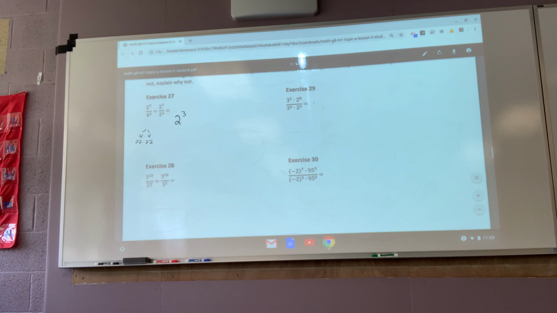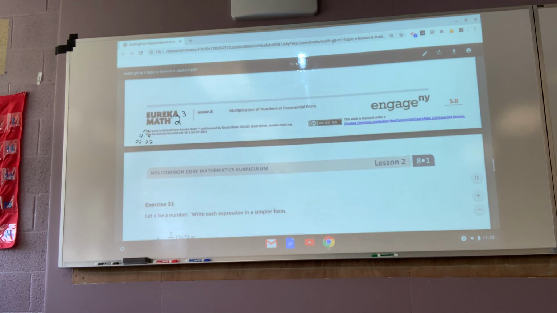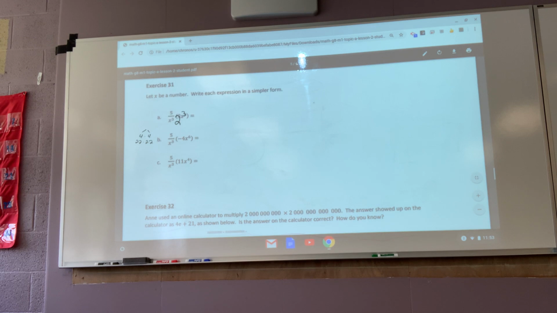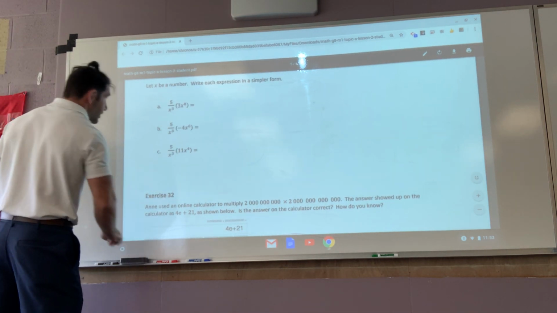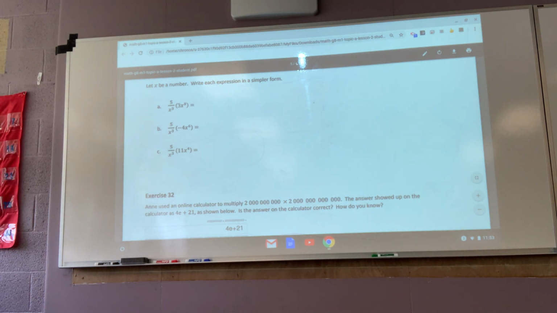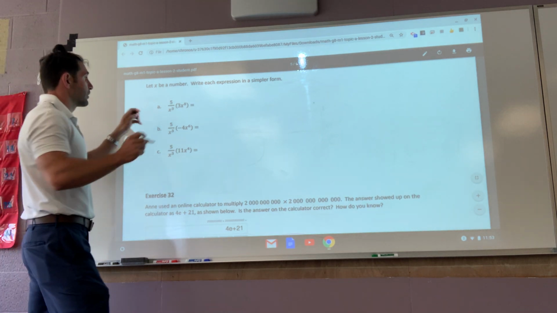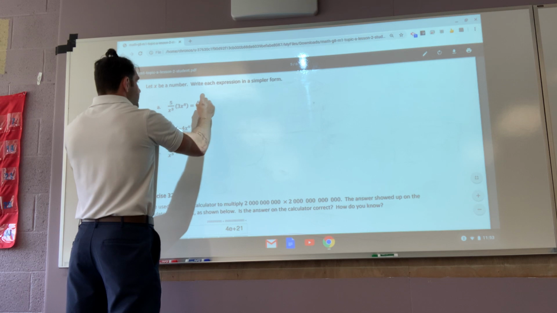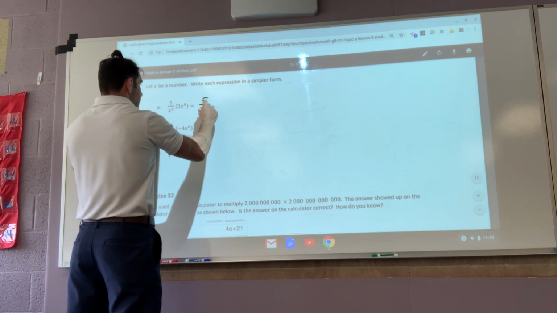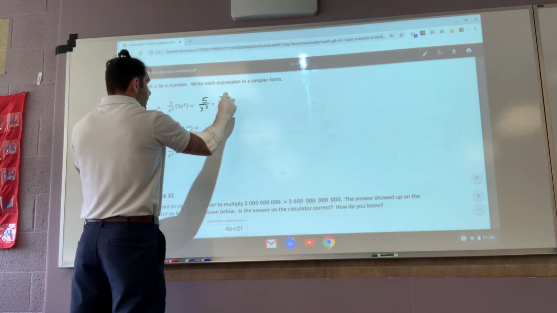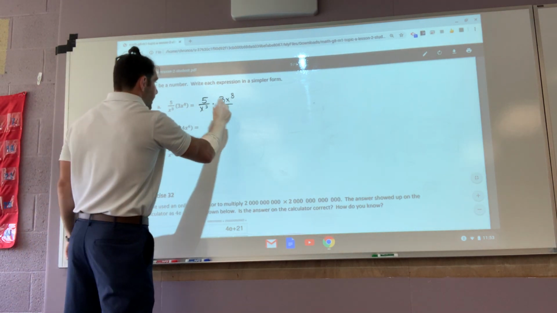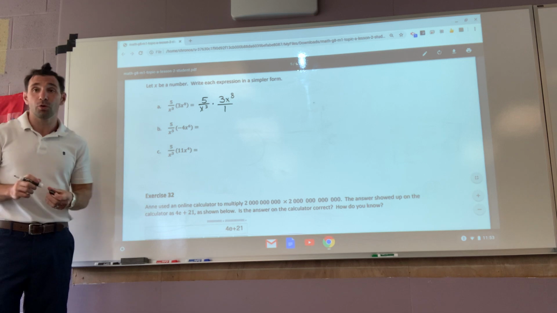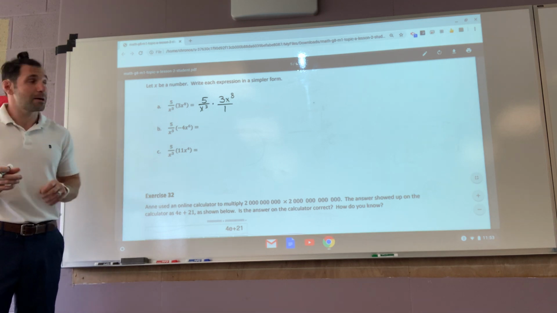Okay, on your own, you are going to do, actually let's do this one together. We're going to do A together, and then you're going to do B and C on your own. So A together, if I write this, this is really 5 divided by x to the third, multiplied by 3x to the 8th, divided by what? Well, divided by 1. Why? Because every whole number or every integer has a denominator of 1.